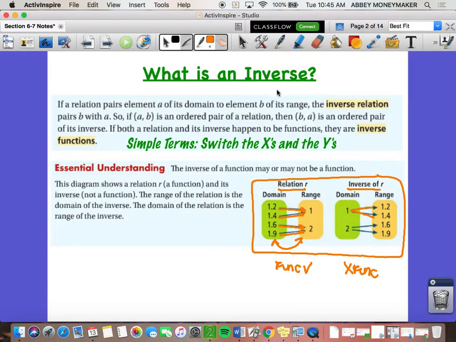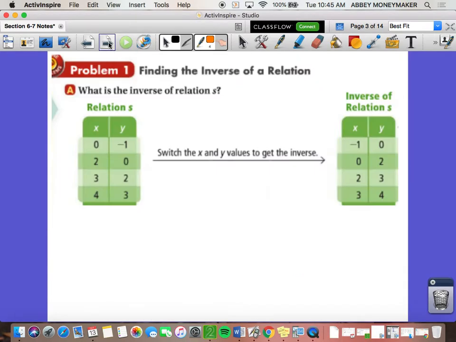Okay, so if you want to find the inverse, all you have to do is switch the x and the y's. So on this first problem here, this shows you a table instead of a mapping diagram. Same thing though, all you have to do is switch the x and the y's. What was the domain now becomes the range, and vice versa. What was the range now becomes the domain.